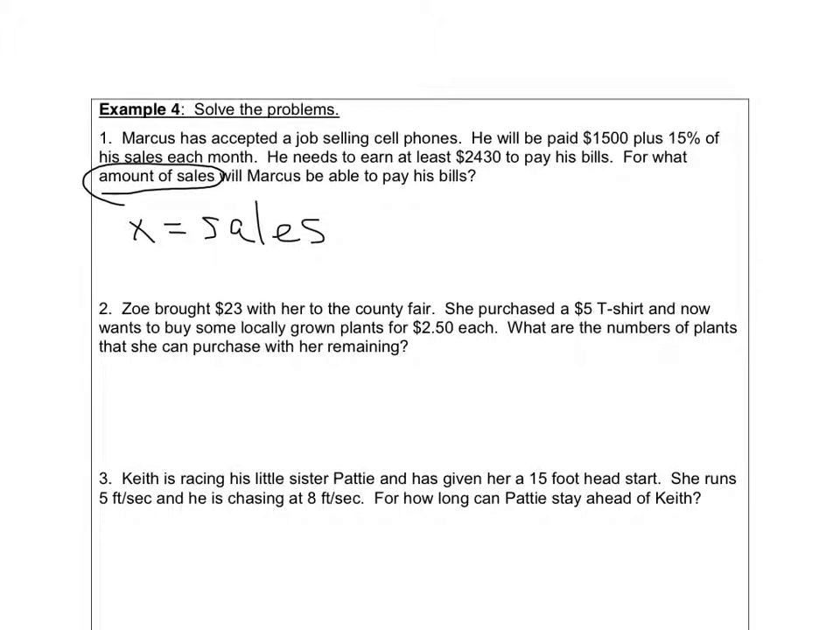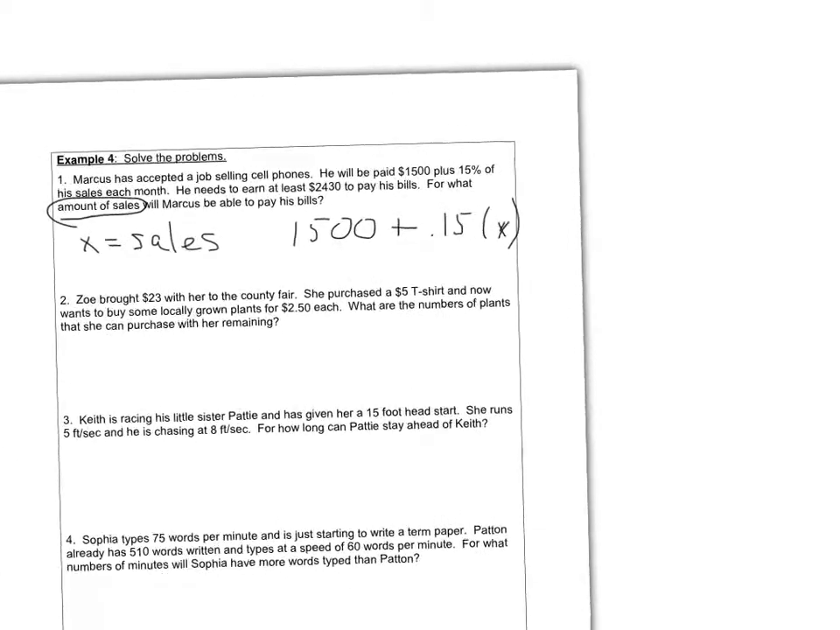He will be paid $1,500 plus 15%, so he has a base salary of $1,500 plus what we call commissions, which is 0.15 of, note, x is his monthly sales, so we do 0.15 times x. Note 0.15 is the decimal form of the percent, times a variable, the amount of sales, and he needs to earn at least $24.30. So, let me give myself a little room here.